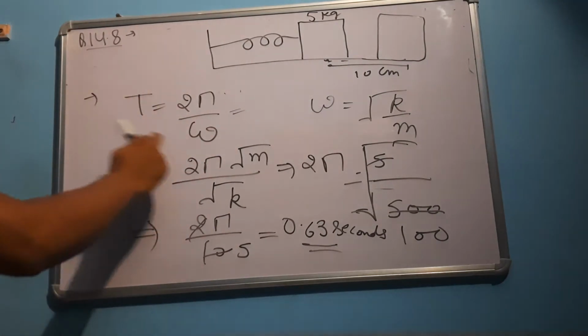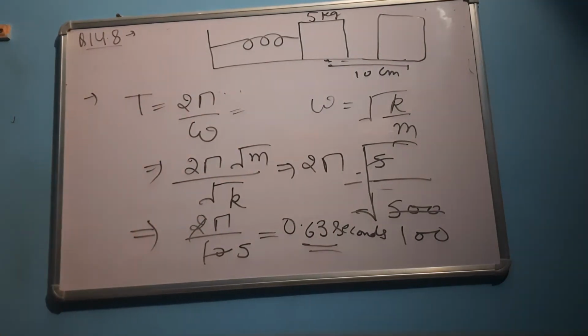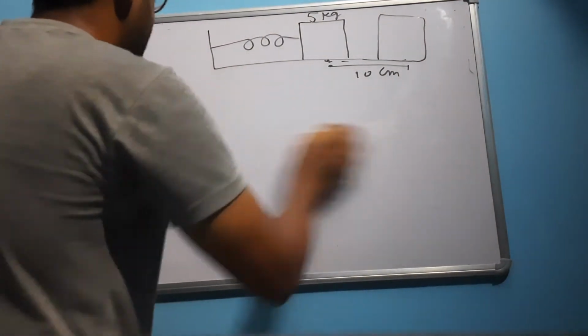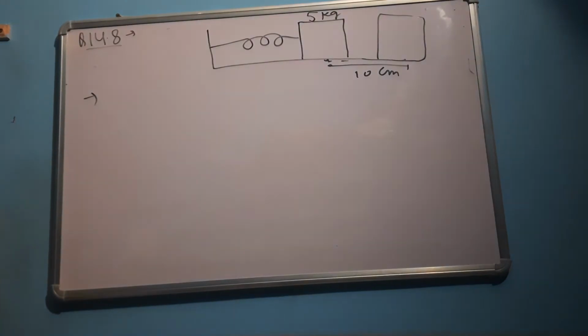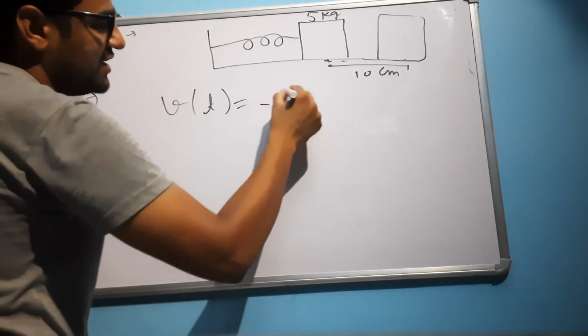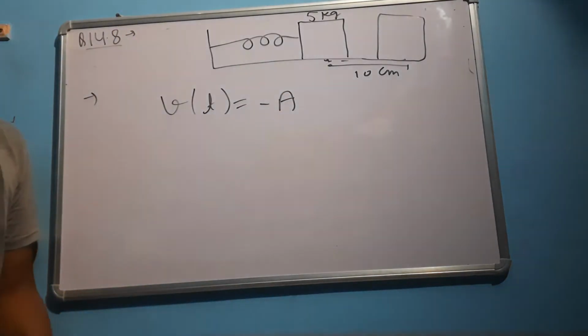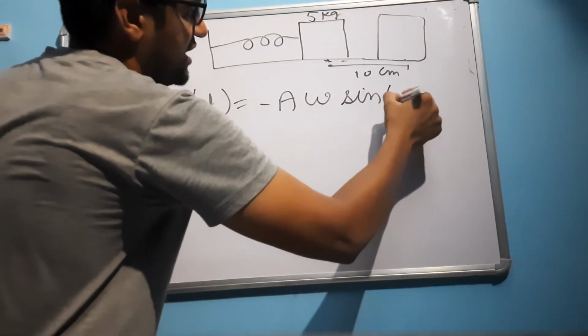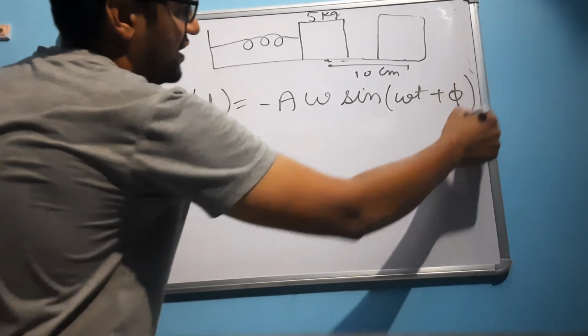And this is the formula of time period for angular oscillations. Now we will calculate the maximum speed. The formula of velocity for us is minus A omega sin(omega t plus phi).